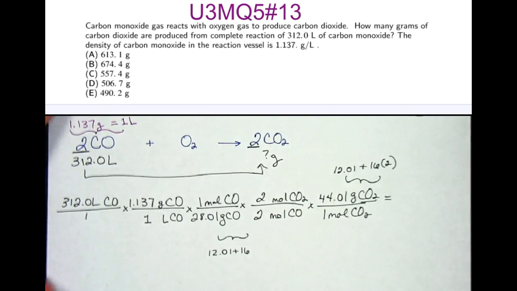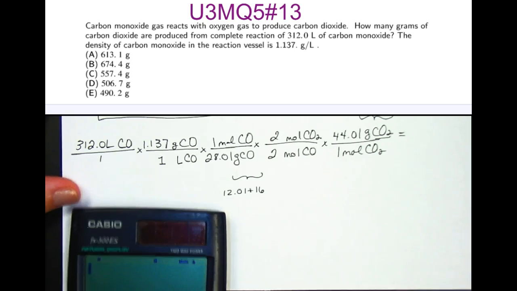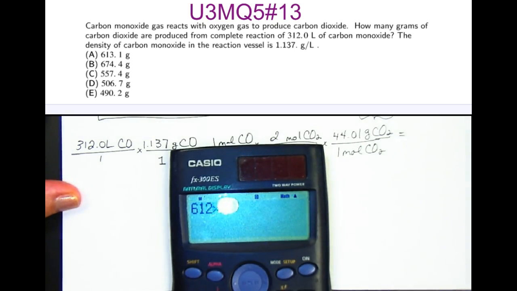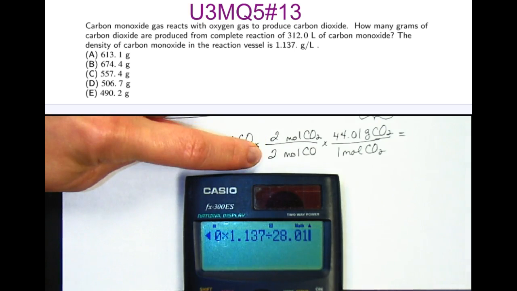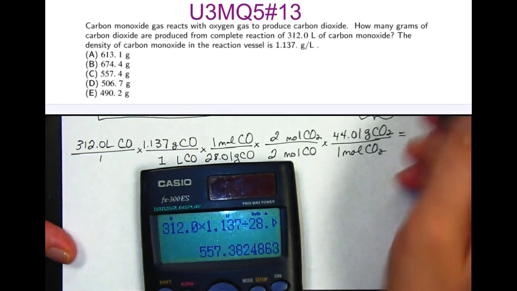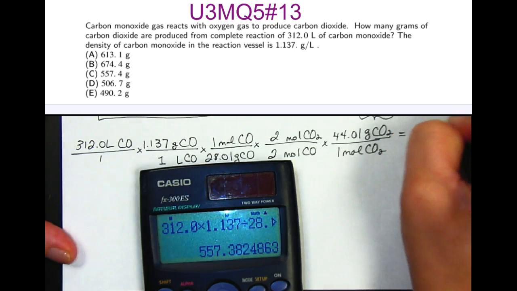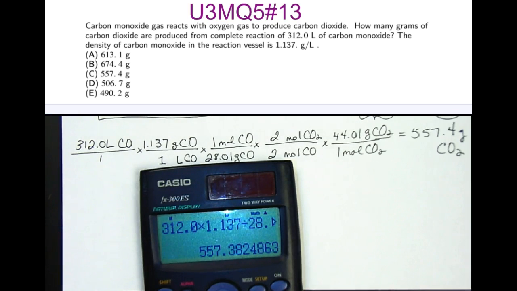Now we can calculate this answer. We'll type in 312.0 times 1.137 divided by 28.01, times 2 divided by 2 cancel each other out, and then times 44.01 equals, we get 557.4 grams of carbon dioxide, which is letter C.